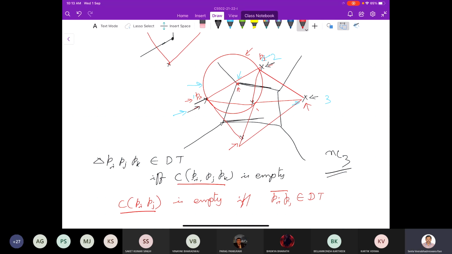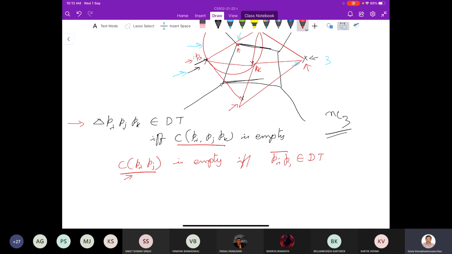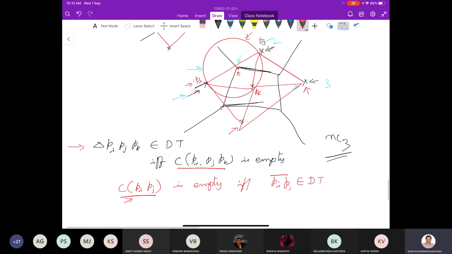Of course, this one property is divided into 3 sub-properties, so all 3 of them are true. The same circle, and we are using PI, PJ, PK. So for different things, different edges will be there. So we can use this property also.